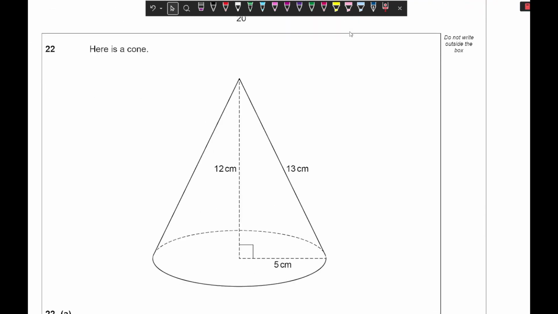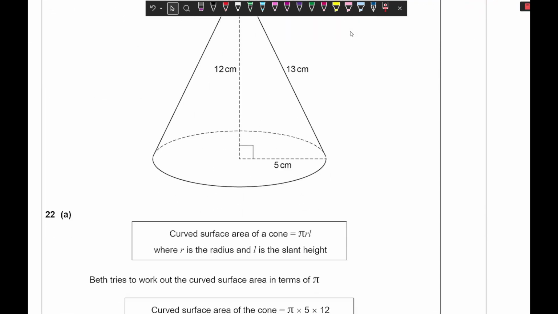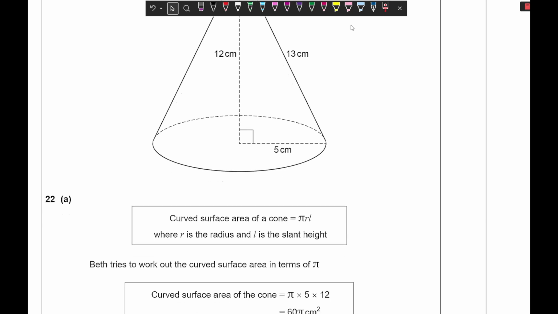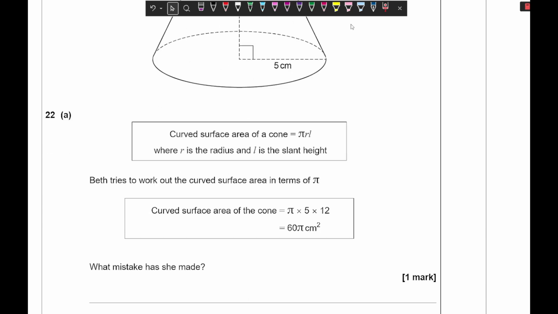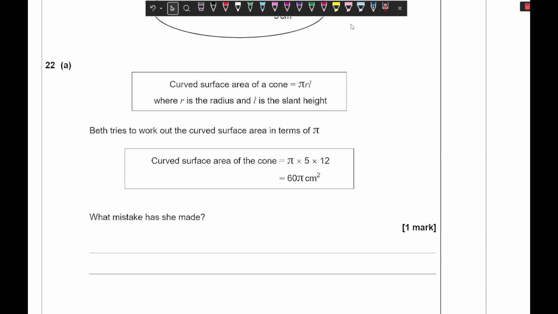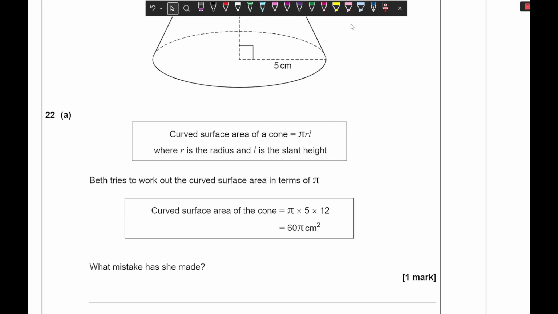Moving on to question 22, it says here is a cone, and it says the curved surface area of the cone is pi r L, where r is the radius and L is the slanted height. Beth tries to work out the curved surface area in terms of pi, and she says she's made a mistake. What mistake has she made? So let's have a look at this then.